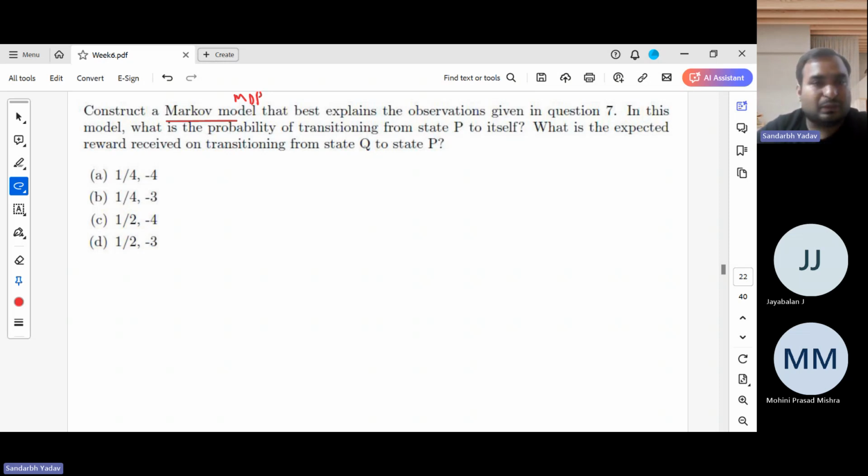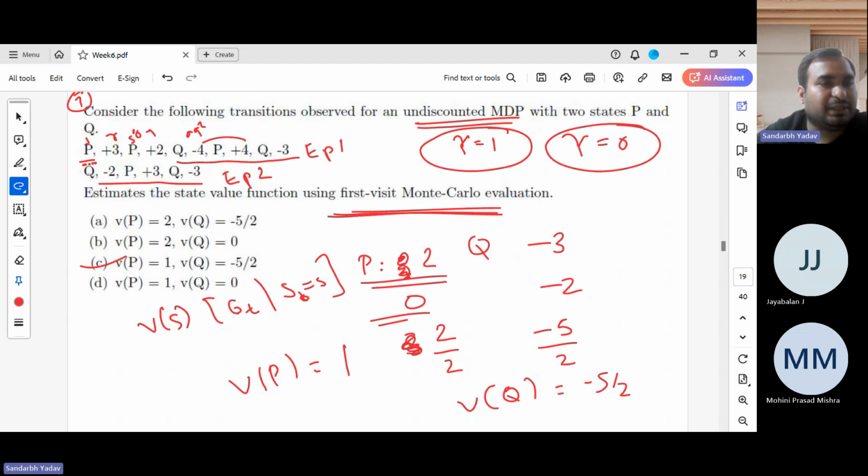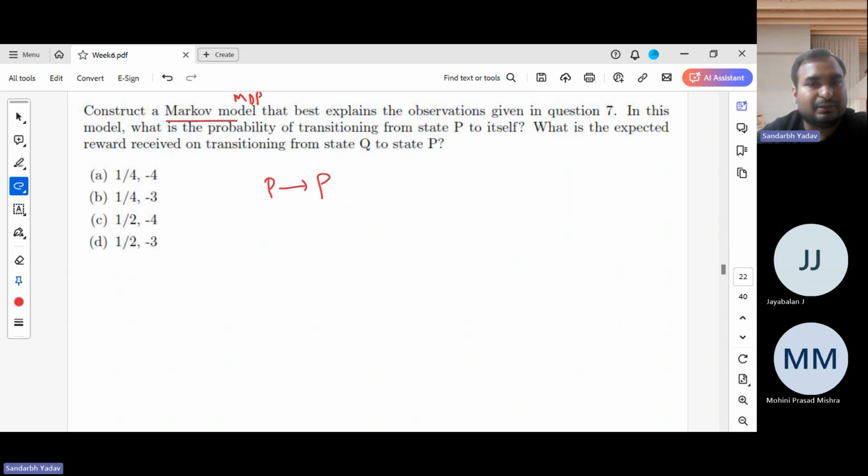So let's do this. Let's see for the transition P to P. How many times are we moving from P to P? When we are moving from P to P, like this time, then P to Q it's there, then P to Q again, here also. We are moving only one time, right? And the reward we are getting is 3.